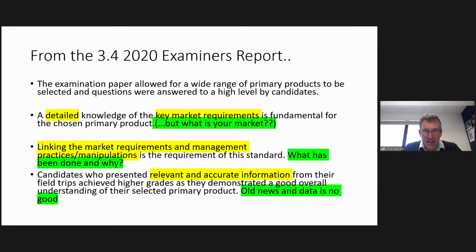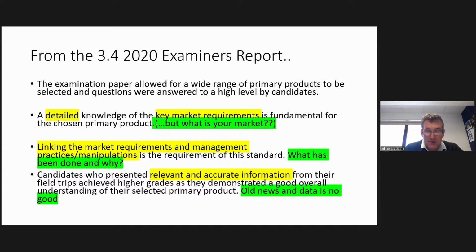The other thing, and this pertains to all the standards, is that we are using relevant and accurate information. You might have got it on field trips, or from some really good research in your 3.2 standard, but the information needs to be relevant. It should be relevant to New Zealand, and in many cases relevant to the last few years. So that is important.